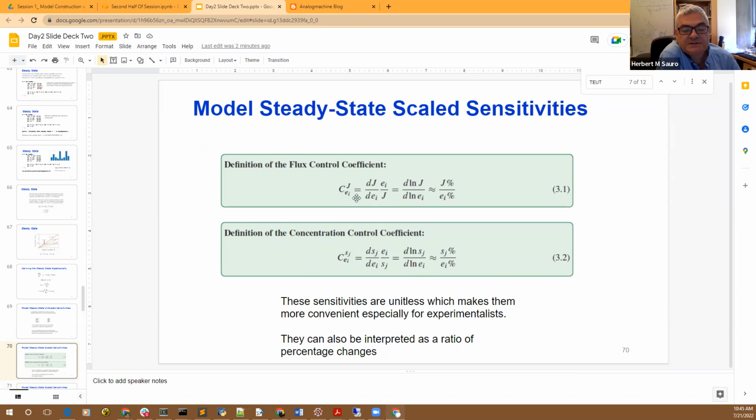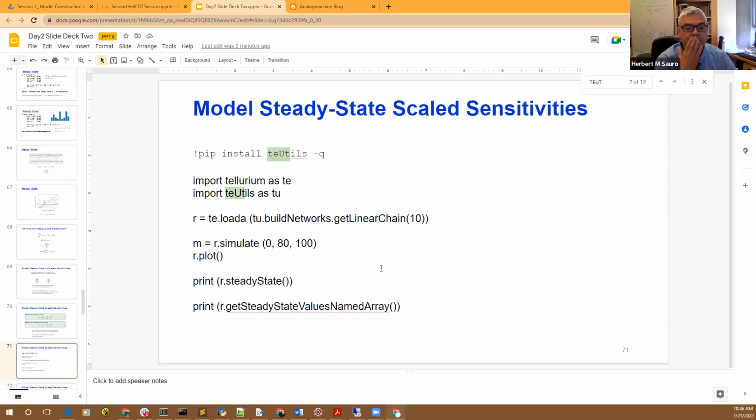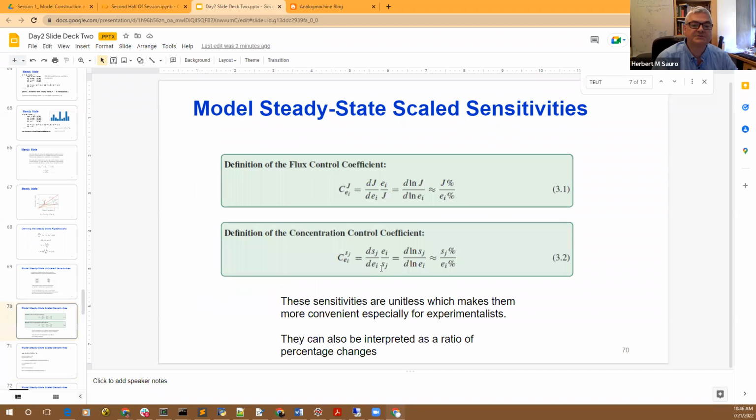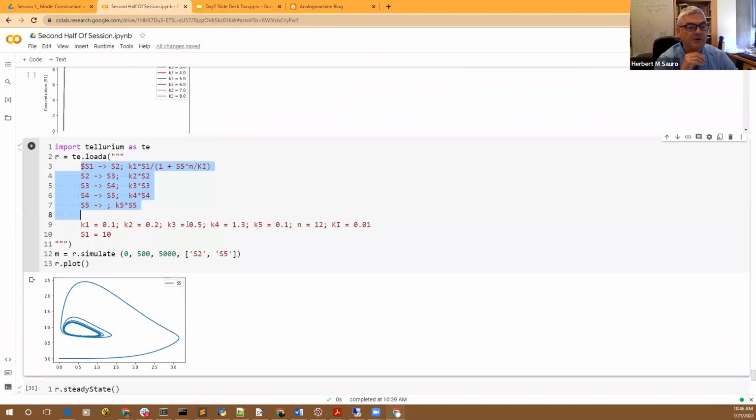The other nice thing about scaled sensitivities, as I just implied, is they can be interpreted as ratios of percentages. So it makes them very friendly to experimentalists. In Roadrunner, you can compute both scaled and unscaled sensitivities. So let's go to a model.